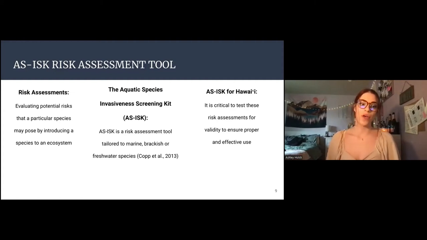to that ecosystem. And so there's a variety of different screening tools out there, but the tool I chose to examine was the Aquatic Species Invasiveness Screening Kit, or ASICS, as I will call it. And this is a risk assessment tool. It's been compiled of a couple other tools, and it may just streamline the process. And it's tailored specifically to marine, brackish, or freshwater species.